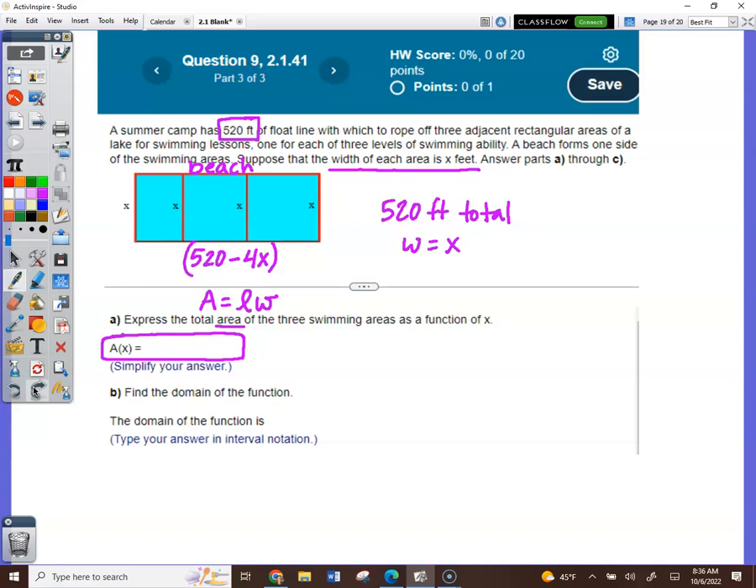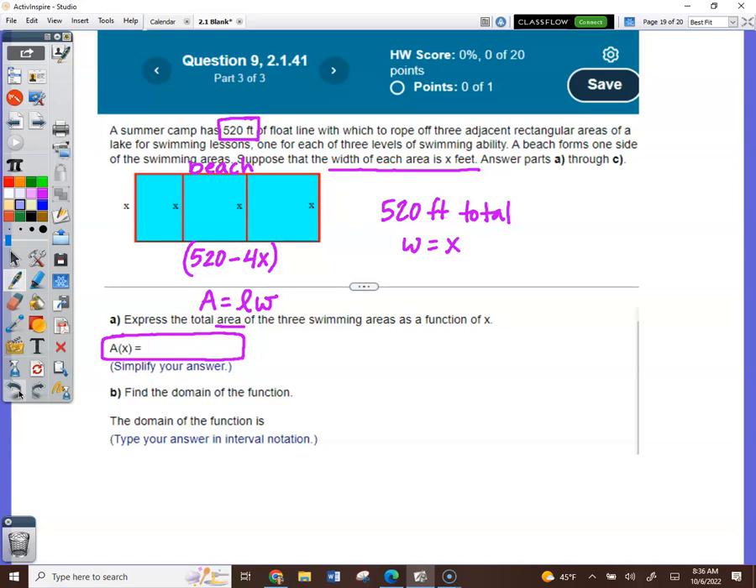So this one's slightly different than the one from yesterday. Yesterday we just had the single width and the single length, but this time we have how many partitions. So you have to compensate for how many have already been used. If you wrote 520 minus a single x, that would mean that the picture doesn't have this here at all. Does that make sense? It would mean that there's none of those partitions. Those partitions are there, and that is subtracting off of your total float line that you have to work with.